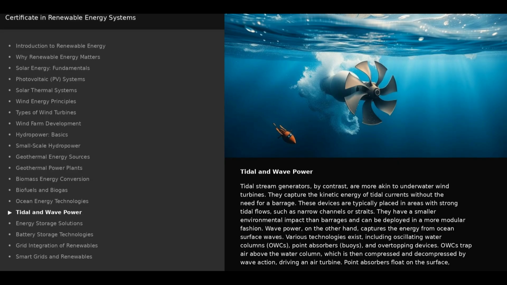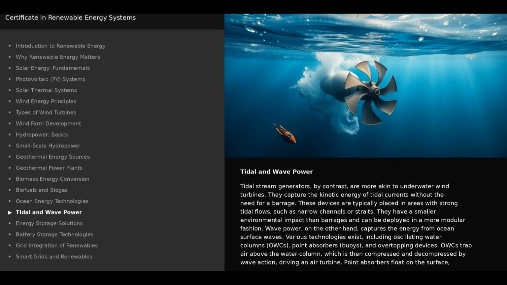Wave power, on the other hand, captures the energy from ocean surface waves. Various technologies exist, including oscillating water columns, OWCs, point absorbers, buoys, and overtopping devices.